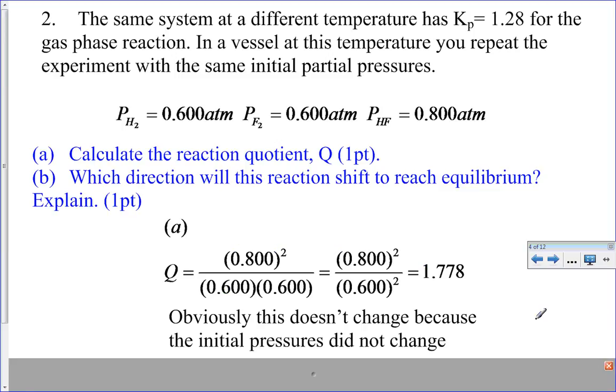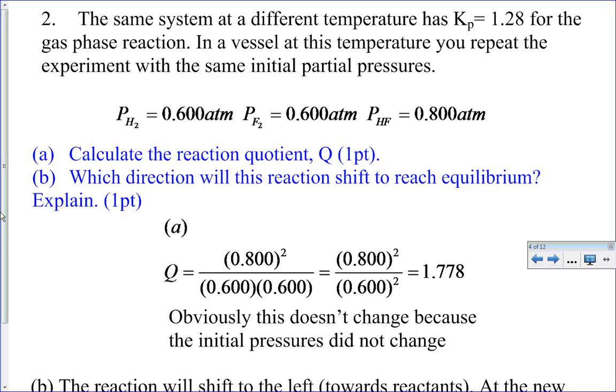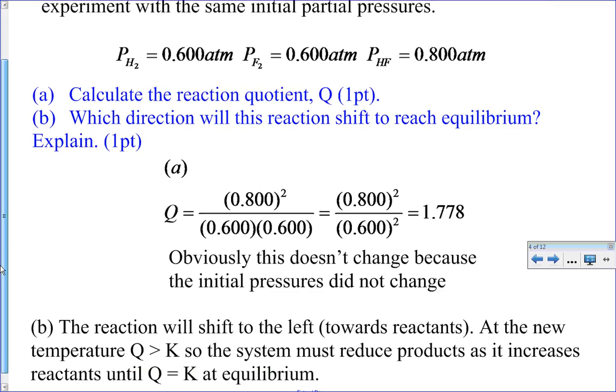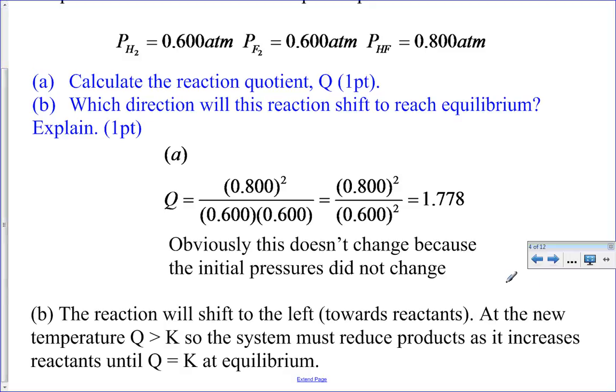The reaction quotient obviously does not change, right? Because the initial pressures didn't change, so the reaction quotient is the same number as it was in the first problem. However, now we have a different answer about what direction everything will shift, because now we have a Q that is greater than K.